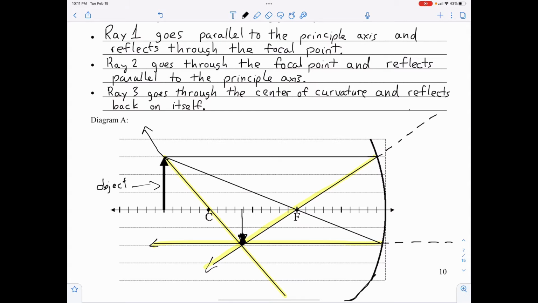Since that intersection forms below the principal axis, we have an image. One, the image is going to be real. Why? Because the image forms in front of the mirror. Two, it's going to be inverted because the arrow is upside down instead of right side up. And then finally, the arrow is shorter. See how it's 2 units long instead of 3 units like the object? This is 2 units long. The object is 3 units long. So the image is going to be smaller than the object is.